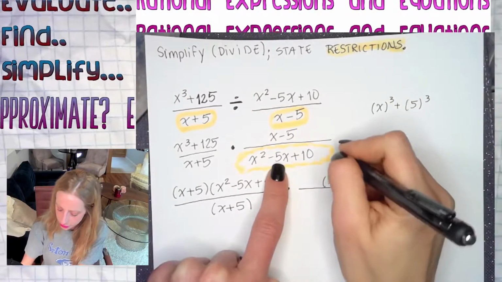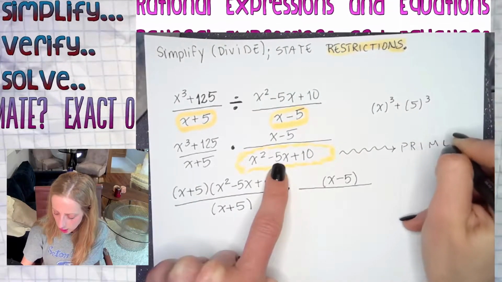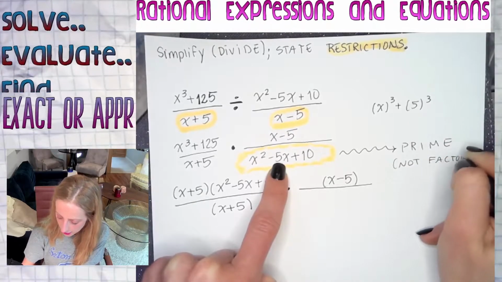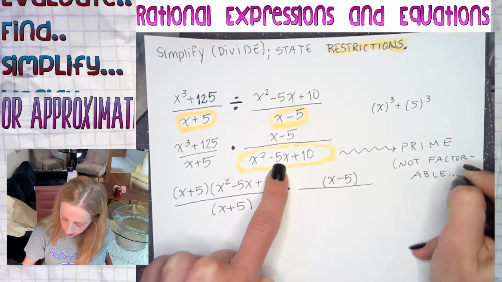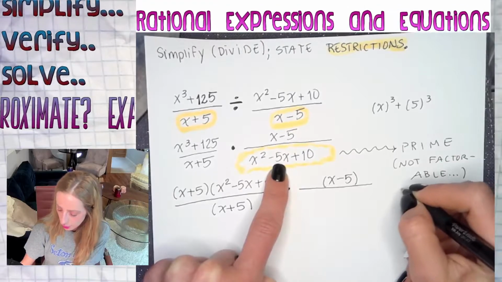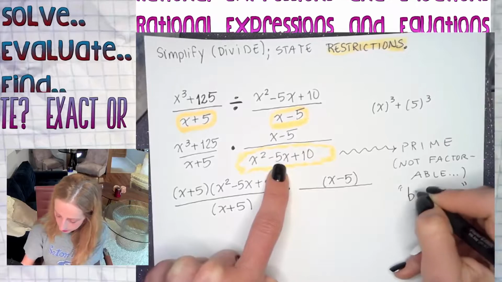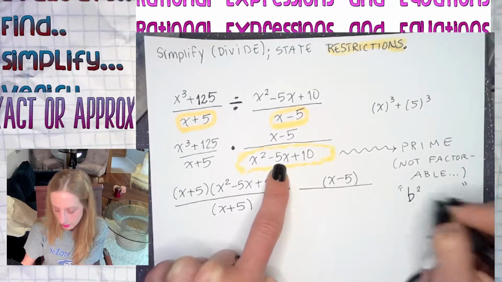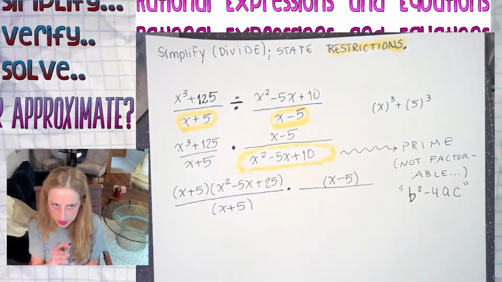Who remembers how we find that out? So I'm going to write prime, not factorable. You figure it out by using the quadratic formula. And what part of it specifically of the quadratic formula? b to the second minus 4ac. Good, and that was called the discriminant. And we're going to check what we get for that.